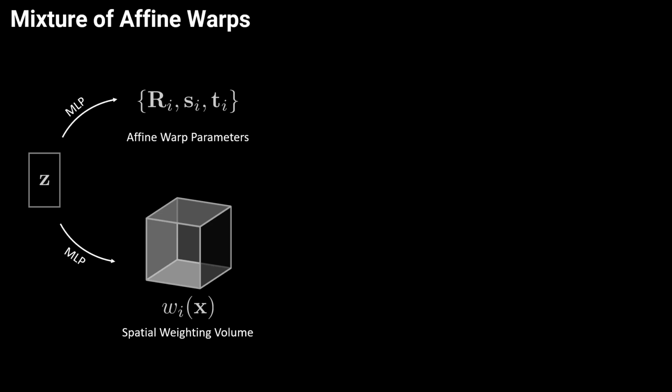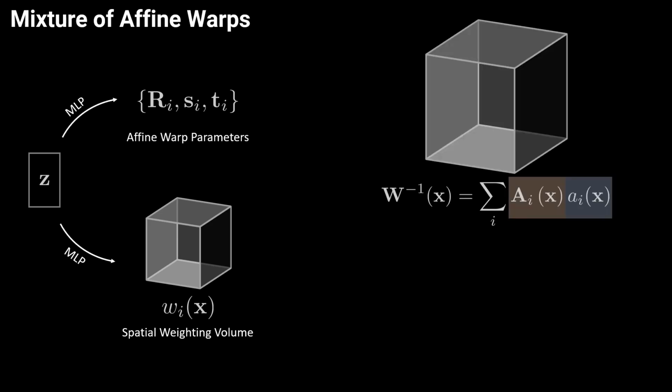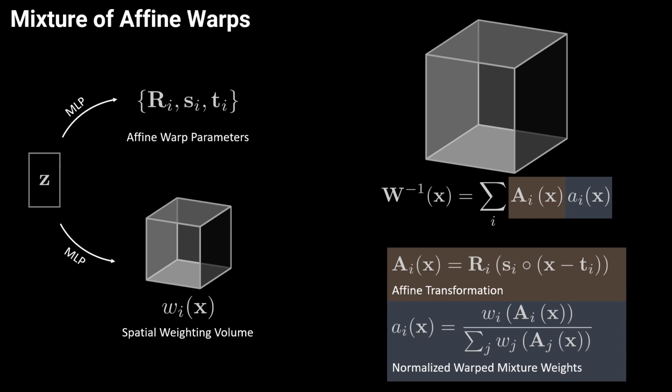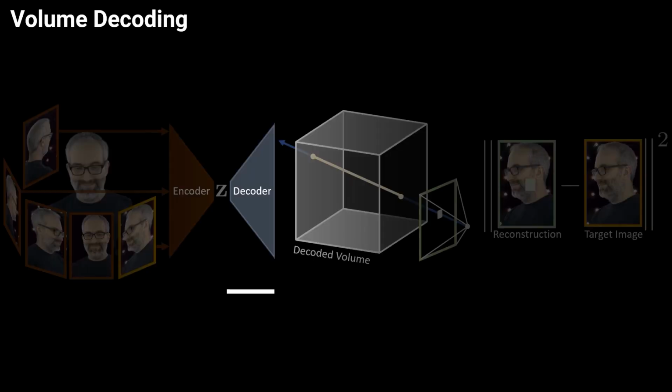We define the warp field as a weighted combination of affine warps, where capital A is the application of the translation, scaling, and rotation to the point X, and the weight factor little a is sampled from the weighting volume after applying the affine warp. We compute the final warping volume for a 32 cubed voxel grid and sample it in the sampling function. So that's how the decoder works.